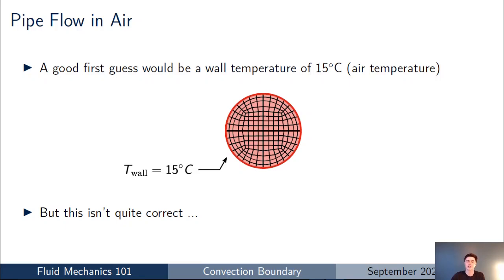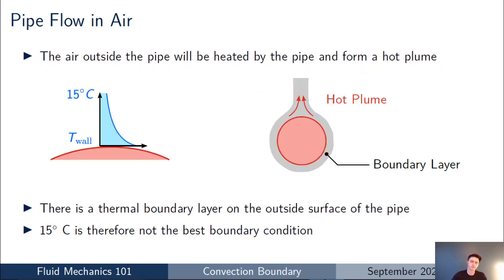That would be a good first guess, but what I'm going to show you in this talk is that that boundary condition isn't quite correct, and we can actually do a lot better if we think carefully about the problem. And the reason that that fixed temperature boundary condition isn't quite correct is that the air around the pipe, of course, is going to be heated by the hot pipe.